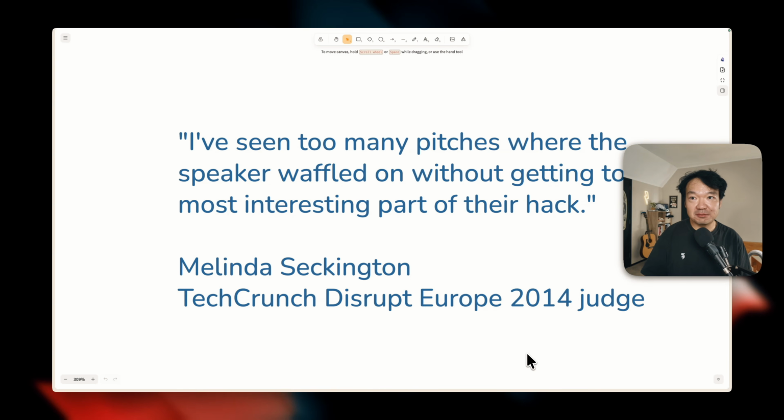I've seen too many pitches where the speaker waffled on without getting to the most interesting part of their hack. So how could we improve it? As a designer, there are many cases where you need to present your ideas, your suggestions or solution, your pitch or your findings. But there's also not enough time if you follow the regular steps, like what did you do, what does that mean, and what's the result.